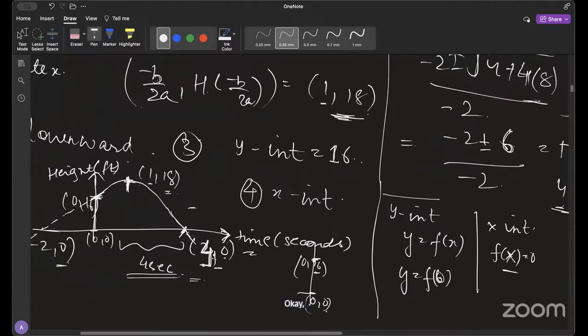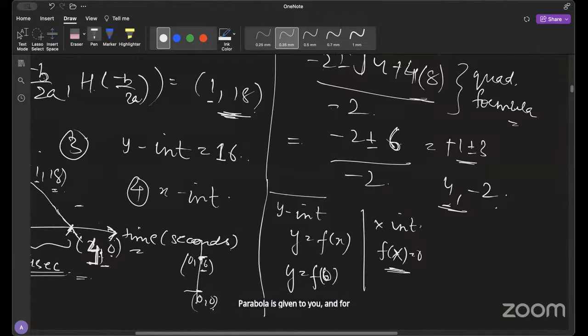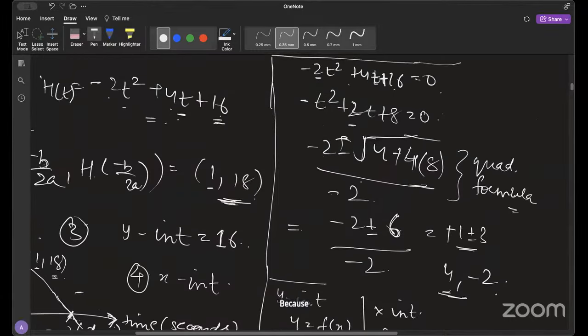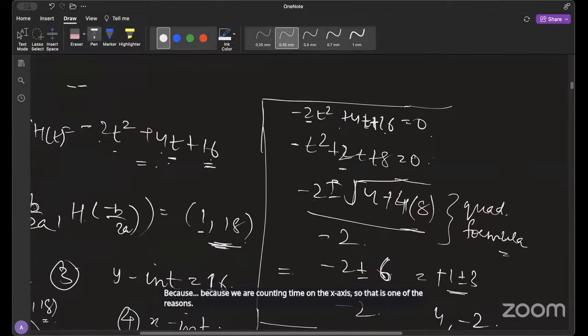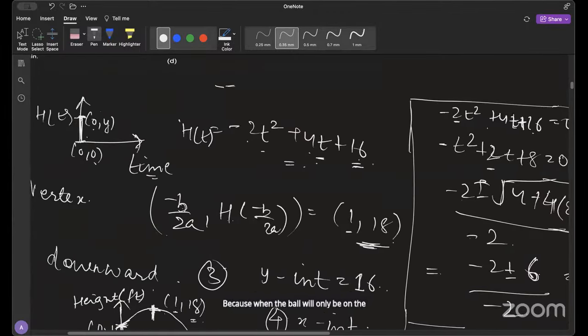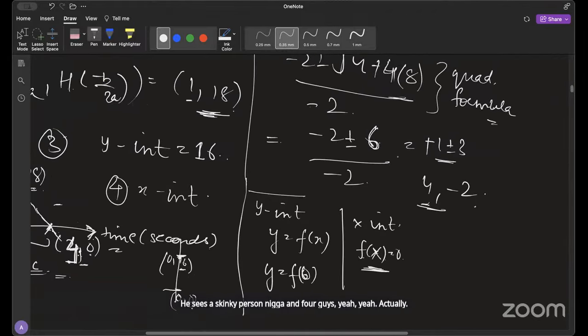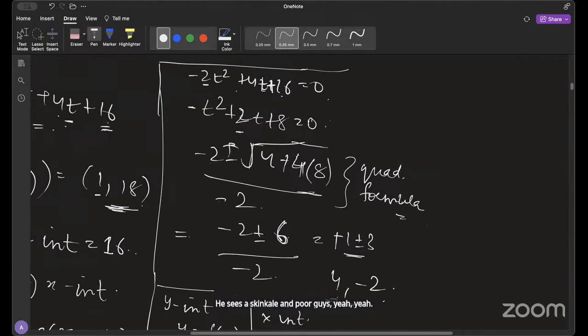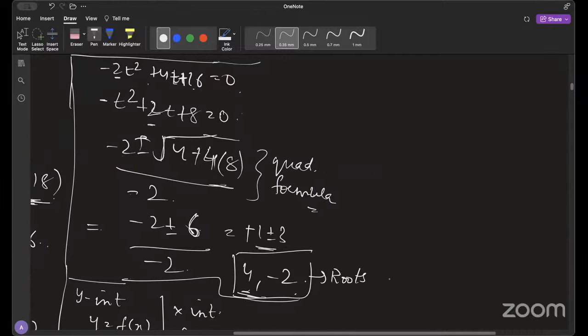To find this, you'll need to find the x-intercept of this parabola. The parabola is given to you, and for the x-intercept, you put f(x) equal to 0, because we are counting time on the x-axis, so that is one of the reasons. The ball will only be in the air until the height is 0. We solved it here using the quadratic formula and found the roots. It's 4 and minus 2. Roots, or you can say x-intercepts.